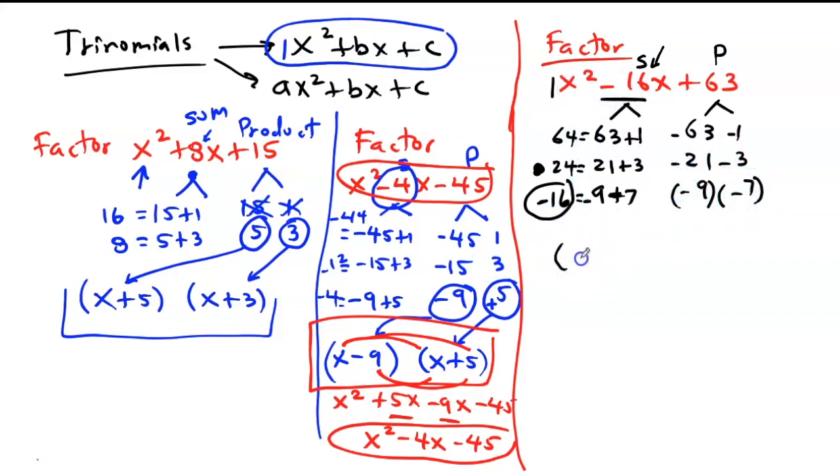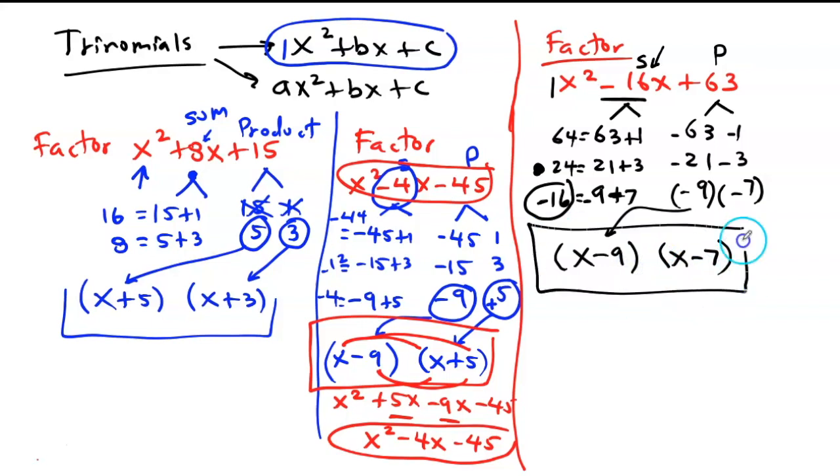x squared, x, and x. My two numbers, one here and the other one there, and I'm done. This should be the easy part, how to factor these trinomials. I showed you the three types: two positives, two negatives, and one negative, one positive. Those are the ways that you have to factor any of those trinomials.